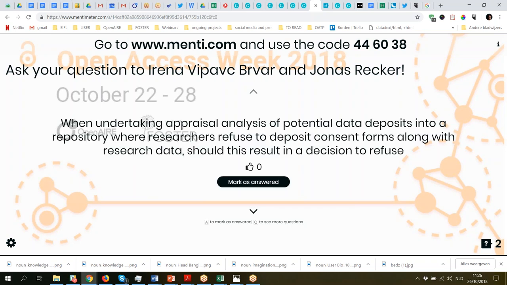This one answered. So these are two questions asked by Garrett in the chat, and I've just dropped them in the Mentimeter. When undertaking appraisal analysis of potential data deposits into a repository where researchers refuse to deposit consent forms along with research data, should this result in a decision to refuse the deposit?